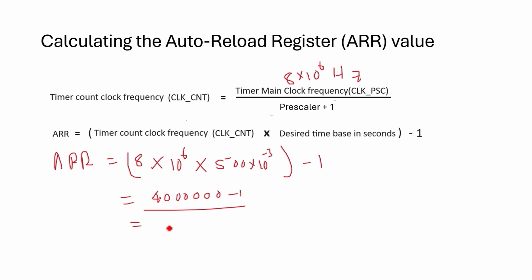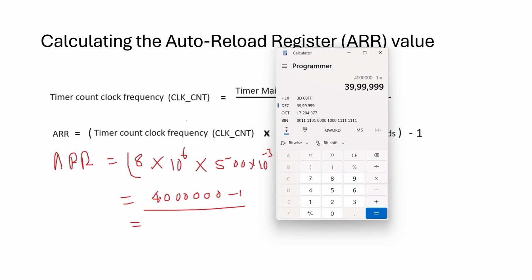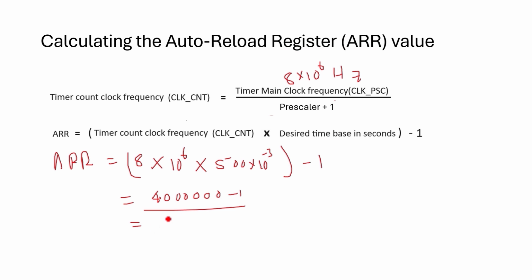Let's convert that into hex. Let's see what that turns out to be. So I have calculated here. This turns out to be this value, 0x3D08FF. This is 3-byte data, right? First byte, second byte, third byte.